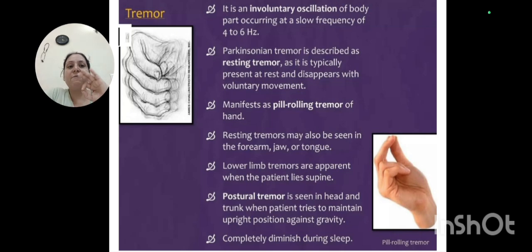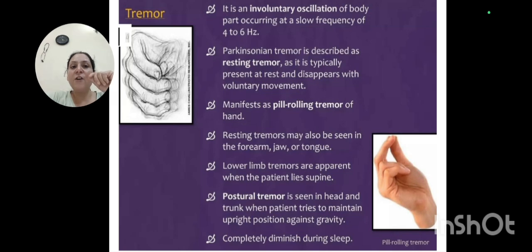Now let us first define tremor. Tremor is involuntary oscillation of a body part with a slow frequency of 4 to 6 hertz. Herein we find that the person is involuntarily in resting movement. Resting tremor is there. It disappears as soon as the person tries to pick up something. As soon as he is doing any voluntary movement, this tremor goes off.